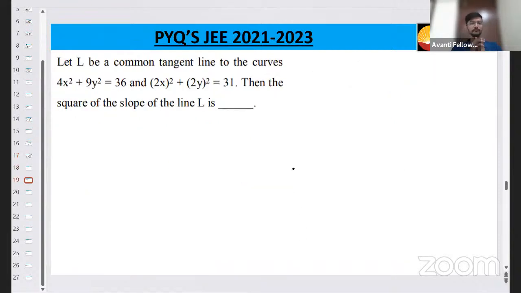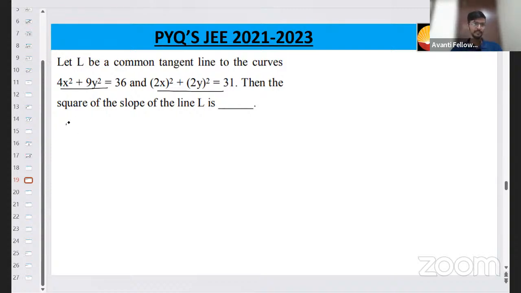This one. Let L be a common tangent to the curves. Now, as you can see, one of the curves is an ellipse and the other is a circle. Correct? How to get the common tangent? Common tangents are very simple. Just get the equation of tangent from both.